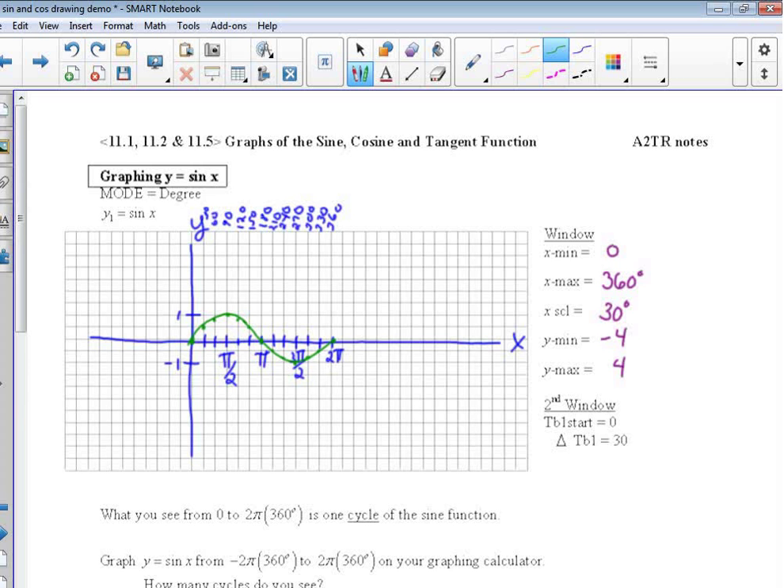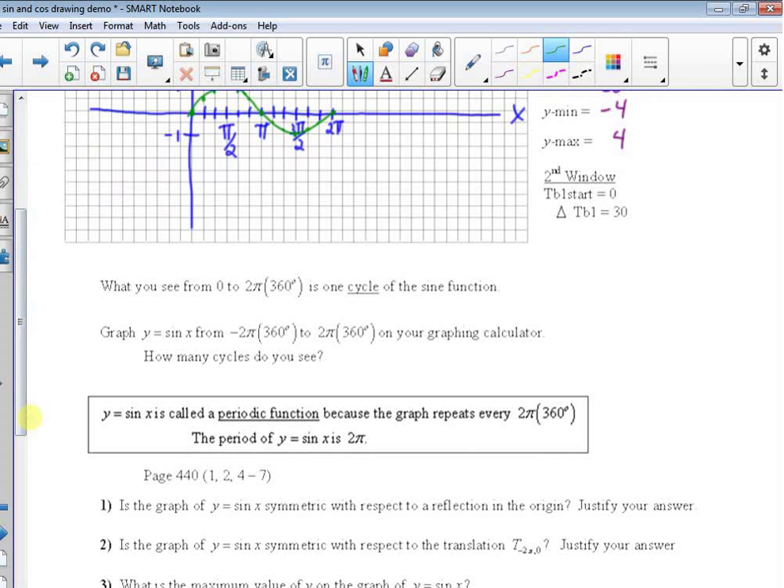So there's y equals sine x, and that's the graph that we had on the previous page. What you are looking at is one cycle of the sine function. The sine function is not just the top half of the curve. The sine function is completely that. That is one graph of y equals sine x.